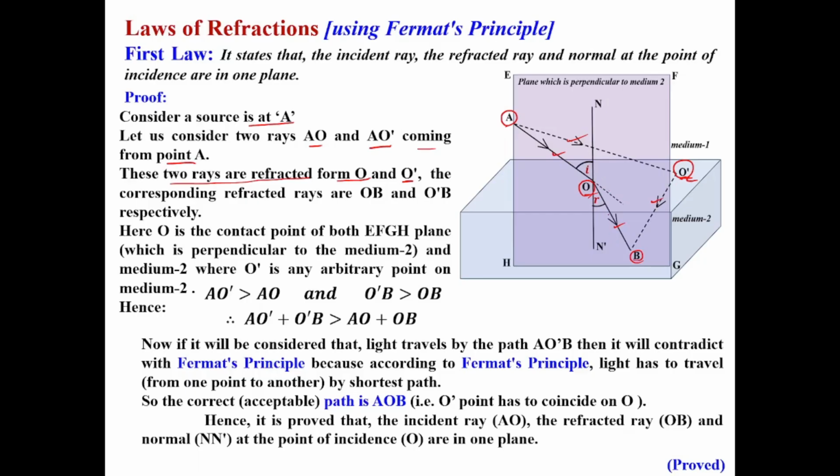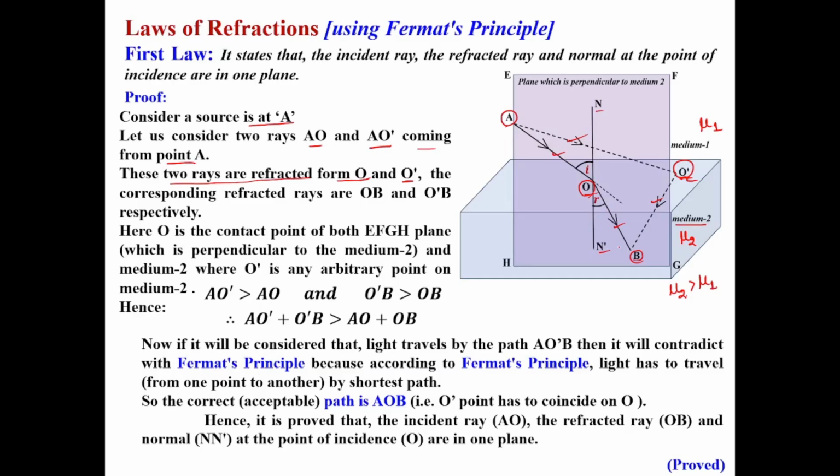The OB ray bends towards the normal. That means the refractive index of medium 2 is greater than that of medium 1. Medium 1 is your rarer and medium 2 is your denser. So here the refracted ray, that is OB, bends towards the normal N dash.